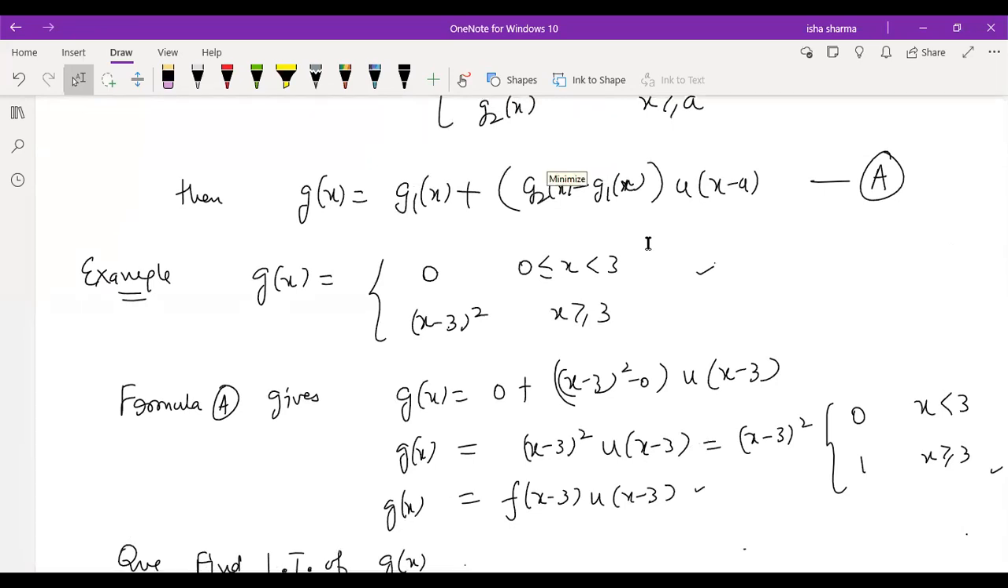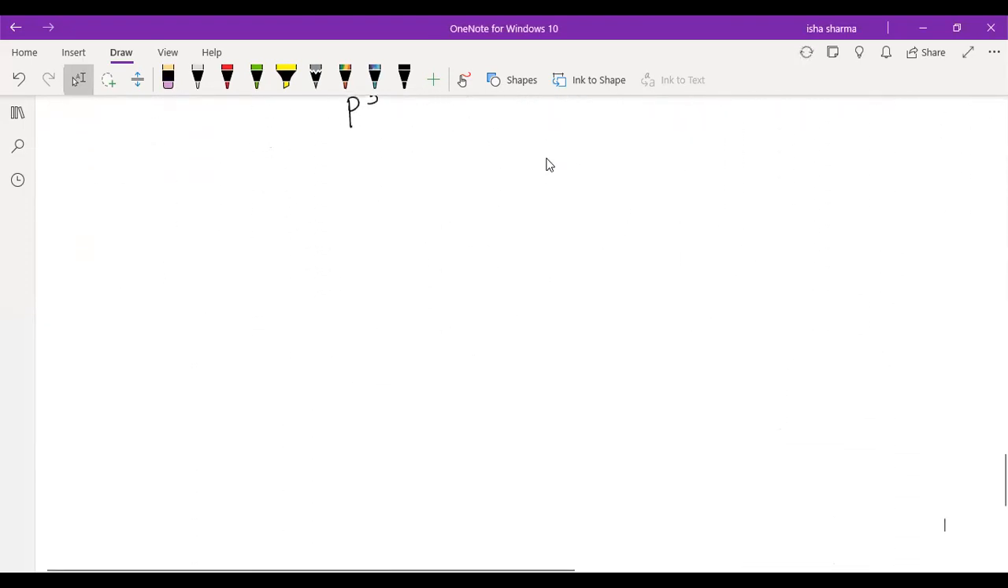How (x minus 3) square became f(x minus 3): see, we got g(x) as (x minus 3) square into u(x minus 3). You can see from here, this is how using this formula I got this form. Whatever is multiplied with the unit step function, you just conveniently denote as some function f, because I need to know my function in the form some function into u function. That is just notation; we are denoting it by f. It can be anything, sin x, cos x. Let me do the next question. Your doubts will be cleared if you have any.